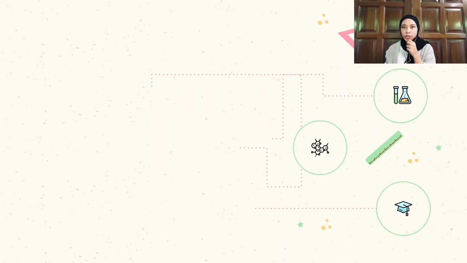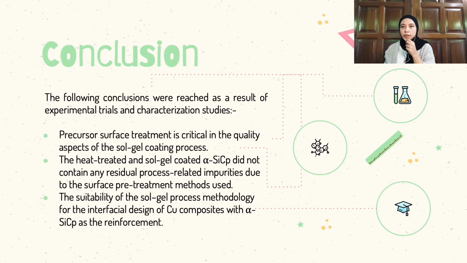The following conclusions were reached as a result of experimental trials and characterization studies. Firstly, precursor surface treatment is critical in the quality aspect of the sol gel coating process. Secondly, it was discovered that the heat-treated and sol gel coated alpha silicon carbide particles did not contain any residual process-related impurities. This may be due to the surface pretreatment method used. Lastly, the result reconfirmed the suitability of the sol gel process methodology for the interfacial design of copper composites with the alpha silicon carbide particle as the reinforcement.